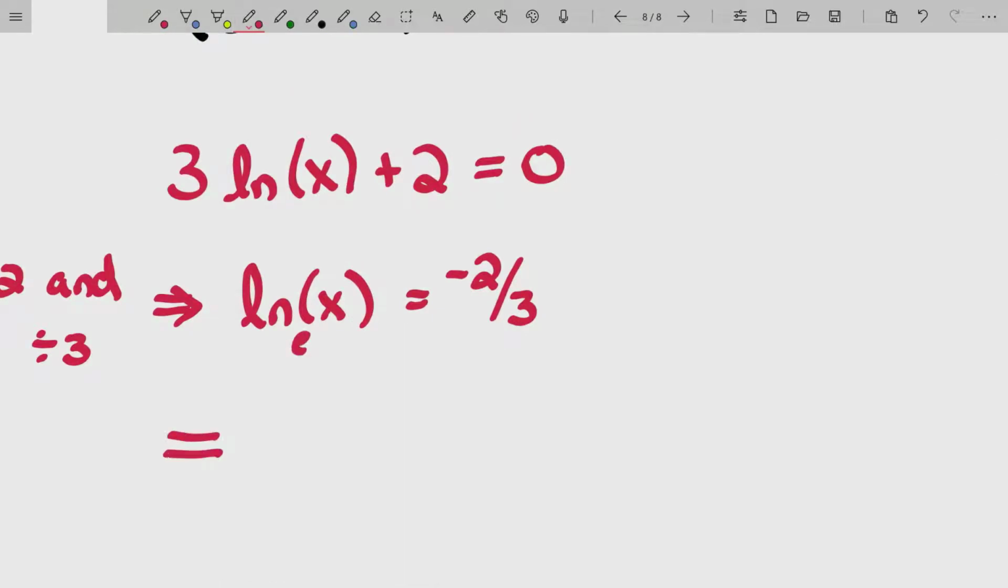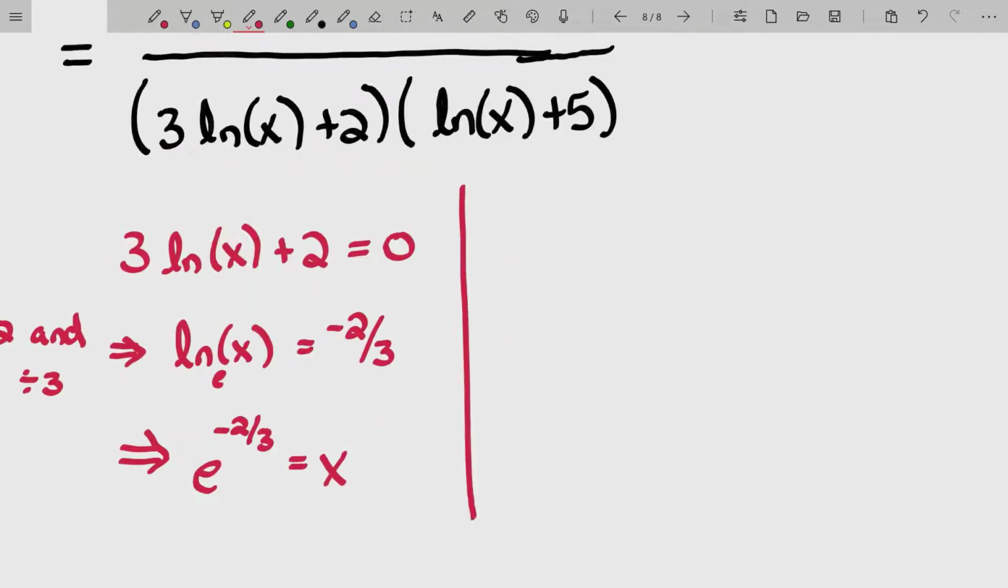So this will imply via that circular argument that e raised to the negative 2/3 is equal to x. Or in other words, we will restrict our domain so that e to the negative 2/3 is not included. We'll do the same thing for that natural log of x plus 5. We know that that cannot be 0. So you could either say it cannot be 0, or you could just set it equal to 0 and solve.